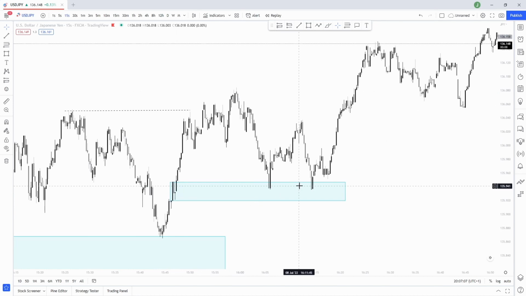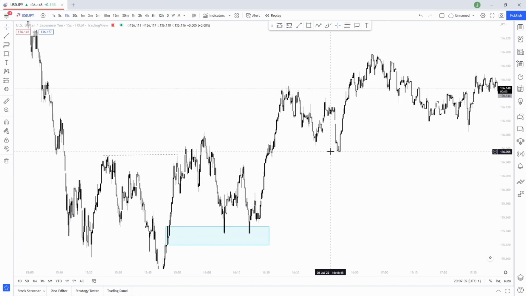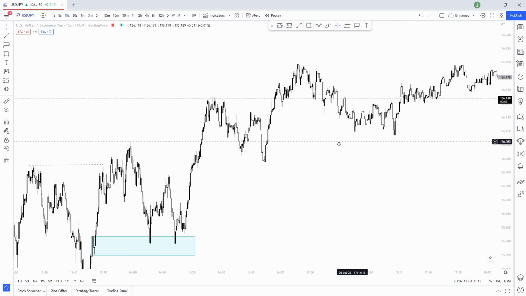Change of character, tap back in. We could have found an entry there. Moving forward, we may have even been able to find even more entries, really.